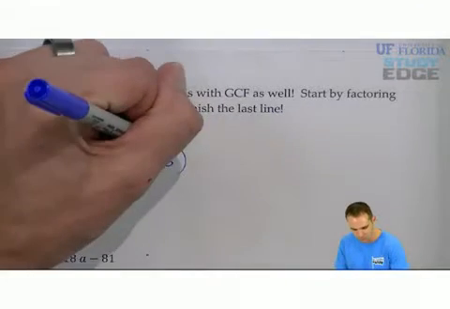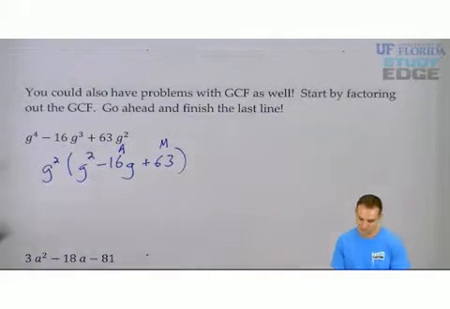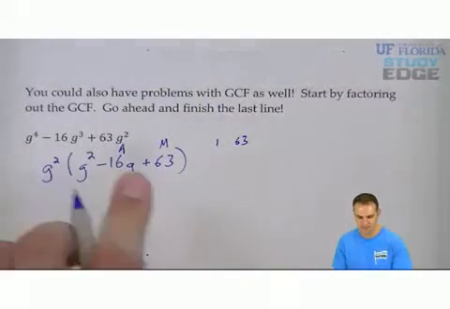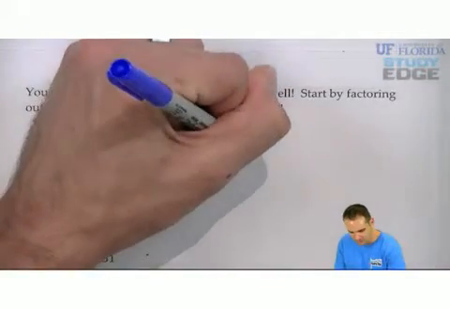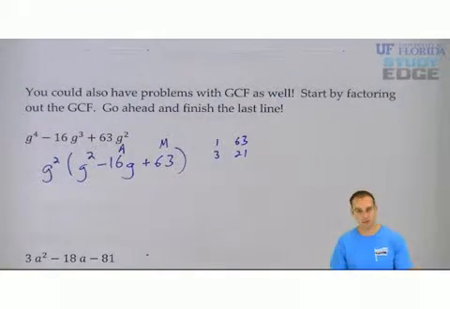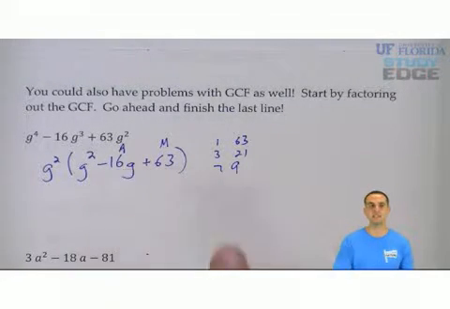Now, what multiplies to 63 and adds to negative 16? So you have to sit there. 1 times 63. Definitely not divisible by 2 because it's an odd number. You'd have 3 times 21. And you keep on going, eventually you would get 7 and 9. And 7 and 9 would give you 16.